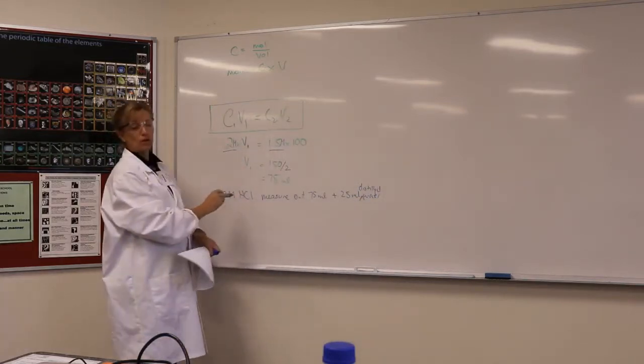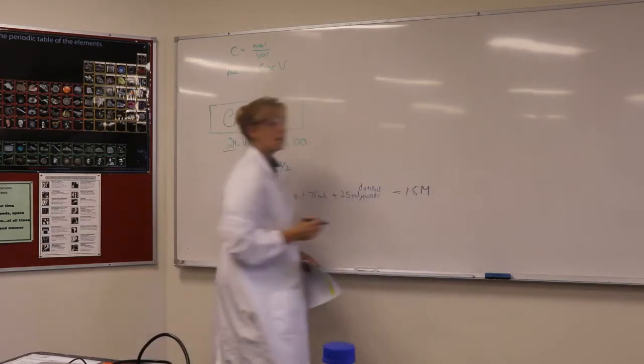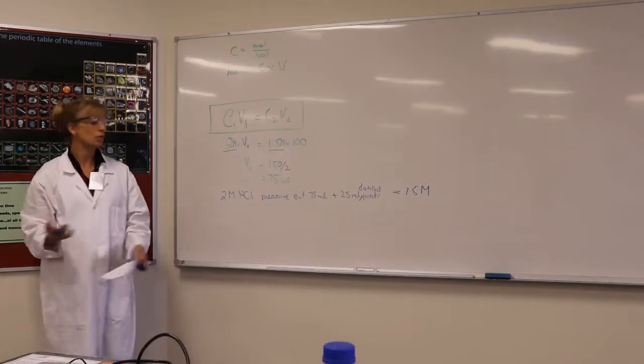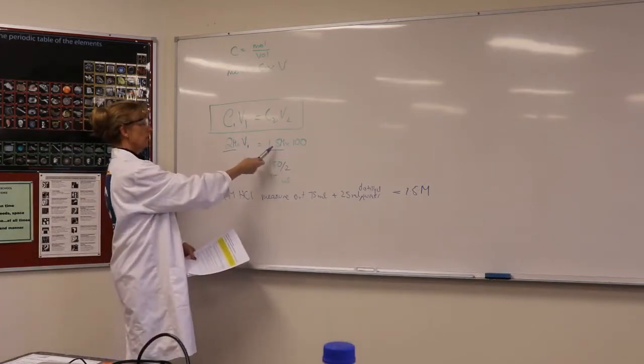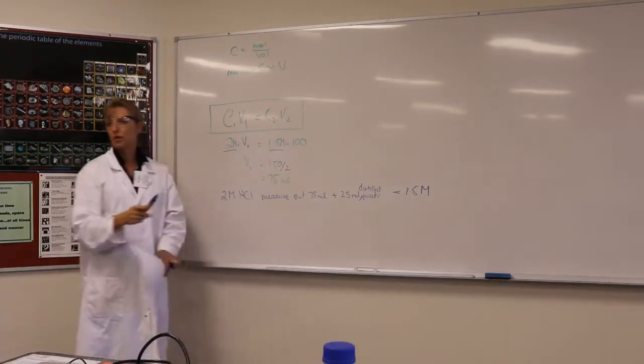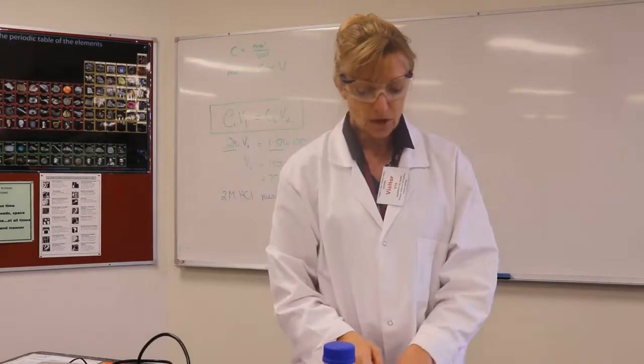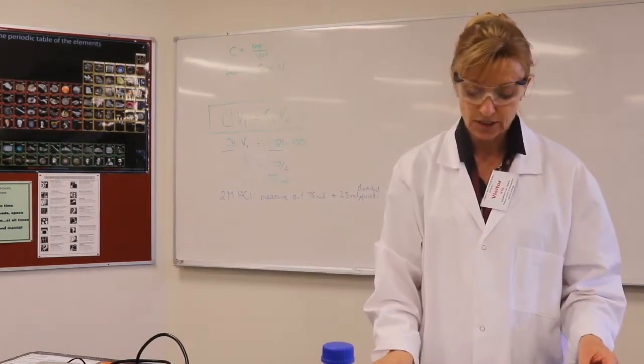It's no longer 2 molar, so that would then be 1.5 molar, and that's how you do any of your dilutions. So you could change this 1.5 to 0.5, anything you like. If you follow the same method, you know how to do it. So that's the second one on here, and the last one is changing the temperature.